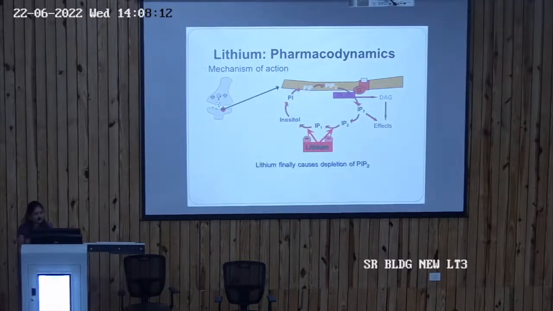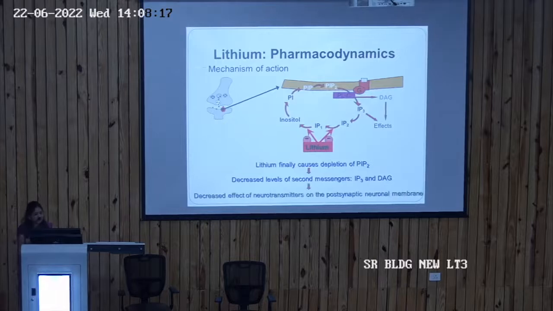So it finally causes depletion, and the level of the second messenger IP3 DAG will be decreased, and there is a decrease in the effect of the neurotransmitter on the postsynaptic neuronal membrane. So this is the main mechanism of action of lithium. By inhibiting inositol monophosphatase, it inhibits the synthesis of phosphoinositol diphosphate and thus the generation of the IP3 DAG pathway.